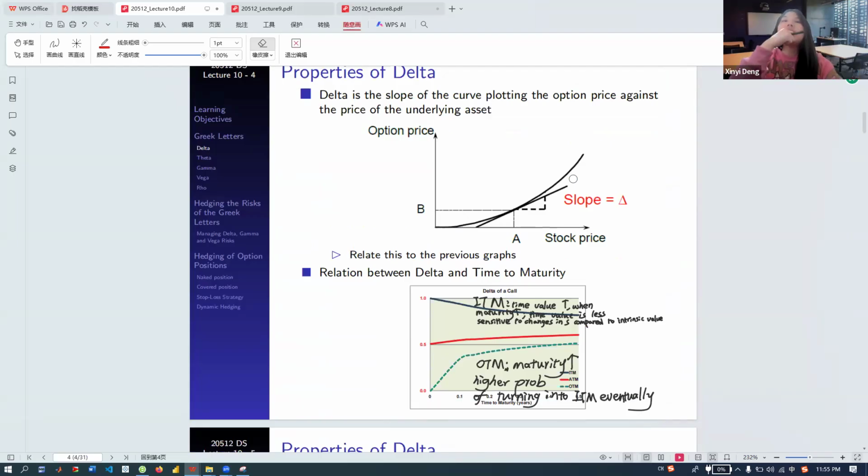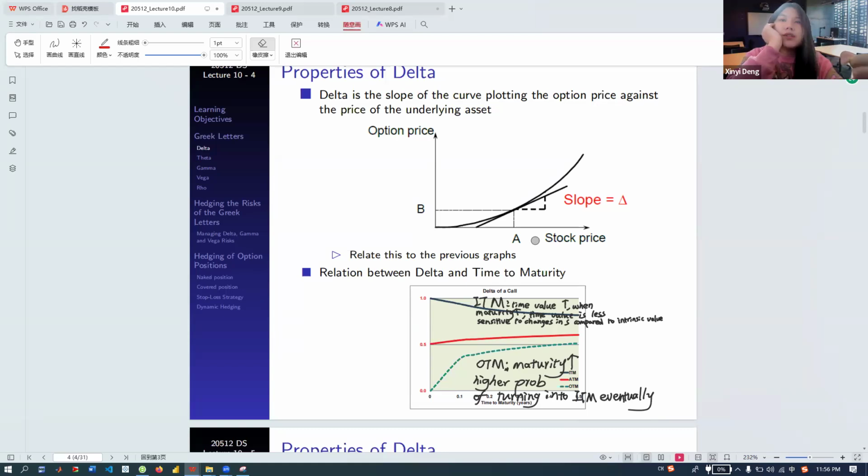Then for the relationship between delta and time to maturity, we have three lines here. Don't worry about this. You can just get an intuitive understanding about this. And don't worry about this. For the blue solid line, it's representing the delta of a call for in the money options.